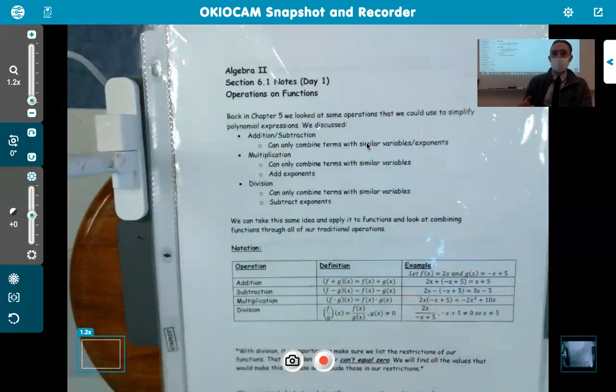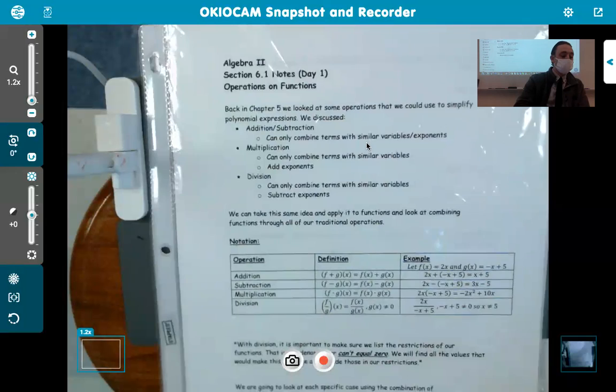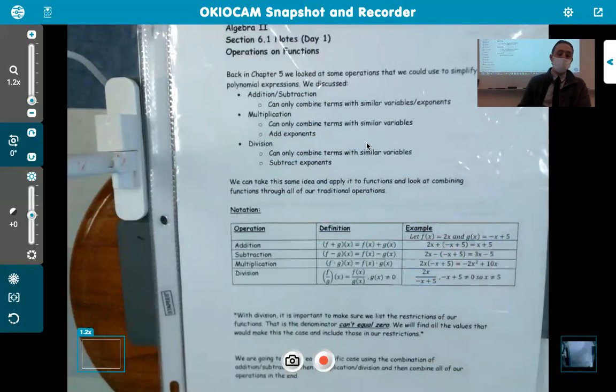Expressions and functions sometimes seem like they're the same thing. They're a little bit different. But we'll see here some notation that we're going to use to define all of these operations.